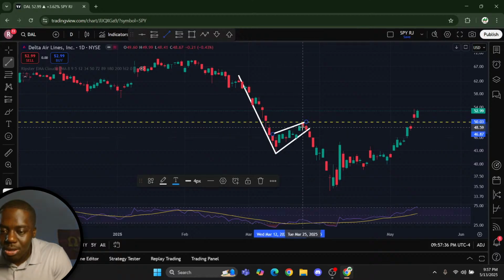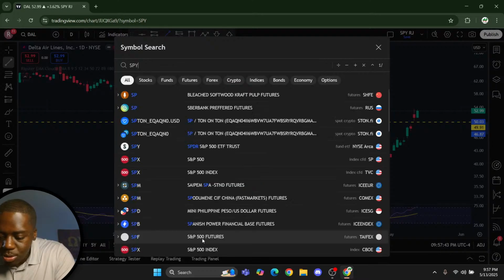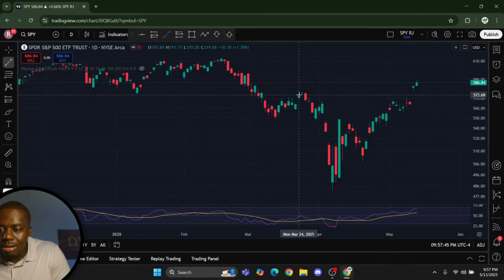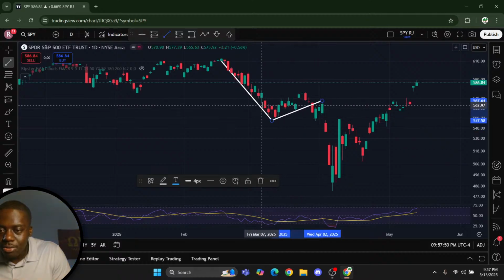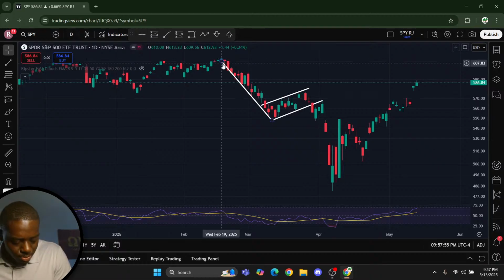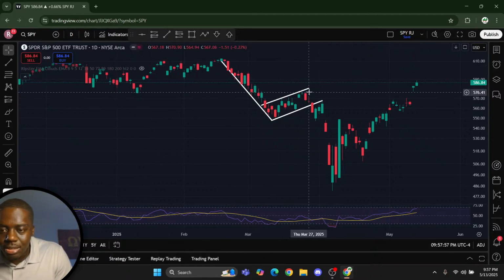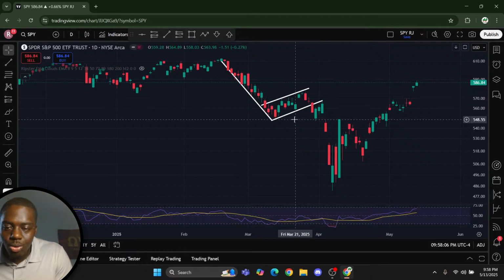When did the bear flag start to play out? March 25th, March 26th. Let's see where SPY was back then. Oh man, look at SPY. What did SPY have on the daily chart? A bear flag. So if SPY is showing you downside, you need to only look for downside plays. If SPY is showing you upside, only look for upside plays.